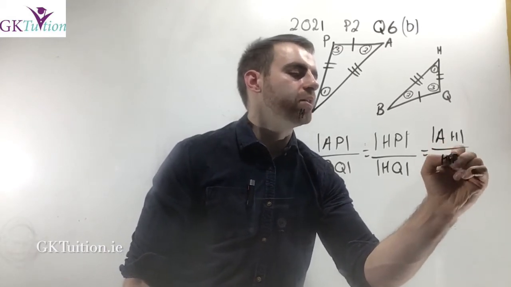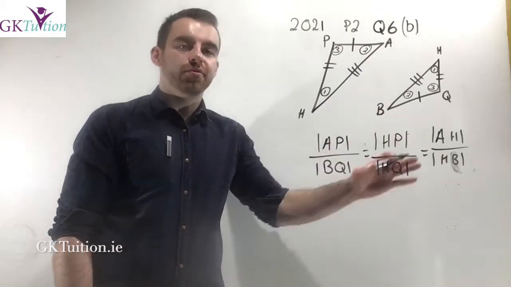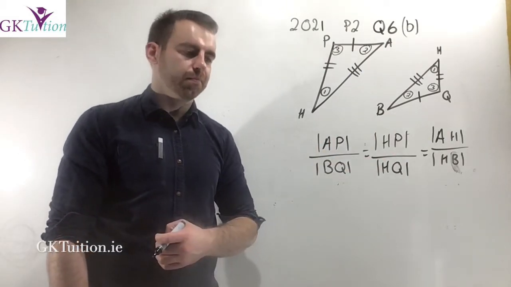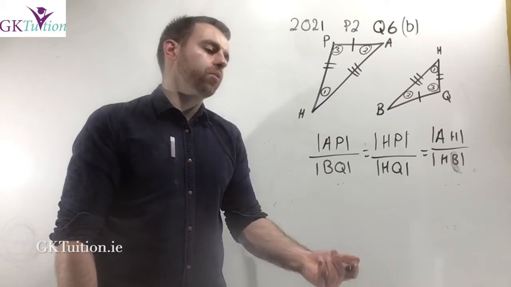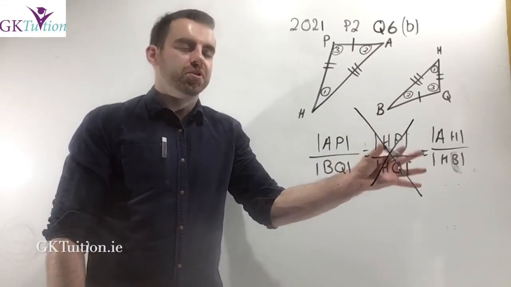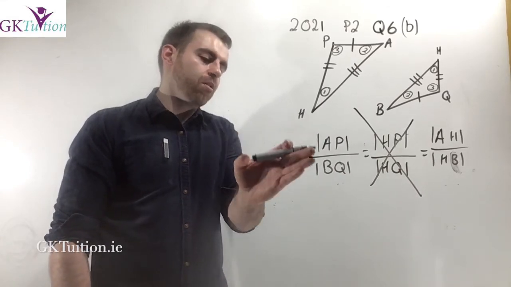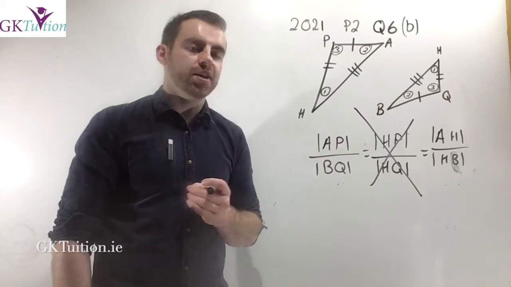And now I obviously don't actually need all of this information. I would usually advise students to write out all 3 fractions, even though we only actually need 2 of them. Just look at your answer now and you'll notice that HP and HQ aren't in either of them, so it's not actually relevant. I've worked out that AP over BQ equals AH over HB.